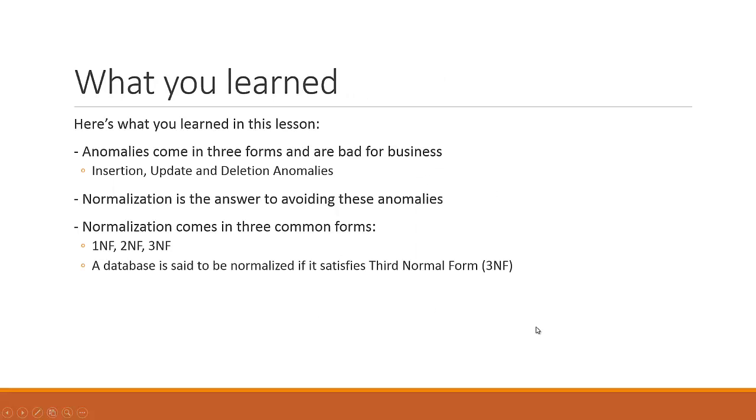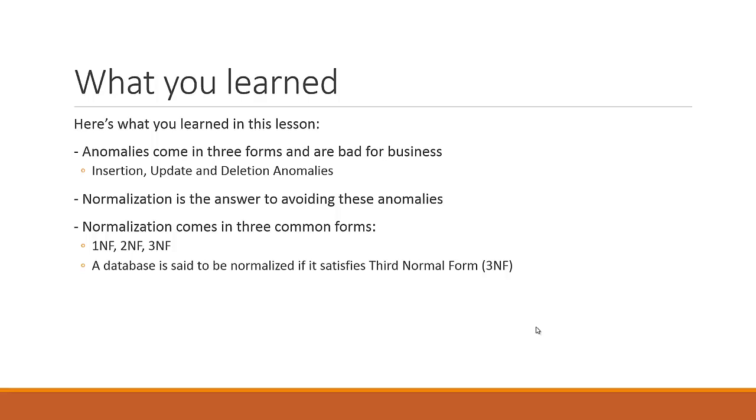So, phew, we're done. What have you learned in this lesson? So, you've learned that anomalies come in three forms, and they're bad for business. Insertion anomalies, update anomalies, and deletion anomalies. Normalization, the process of normalizing your database tables, is the answer to avoiding these anomalies. Normalization comes in three forms. Well, actually four forms, but three common ones are the first, second, and third normal forms.